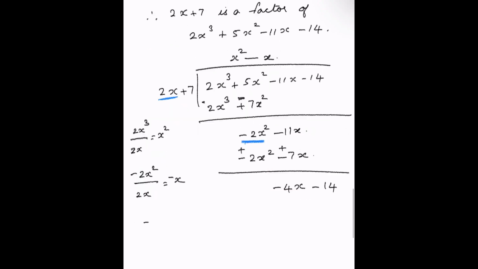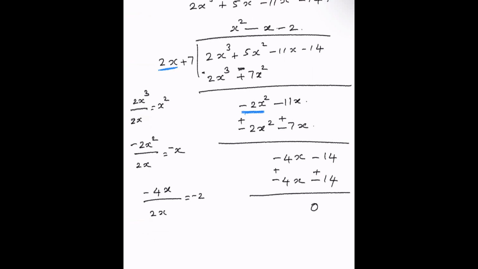Now minus 4x divided by 2x, I'm getting minus 2. Again multiply. So when I multiply, I get minus 4x and minus 14. Subtract, I get 0. So what is the quadratic equation that I'm getting? That is x square minus x minus 2. Okay, so I'm getting x square minus x minus 2.